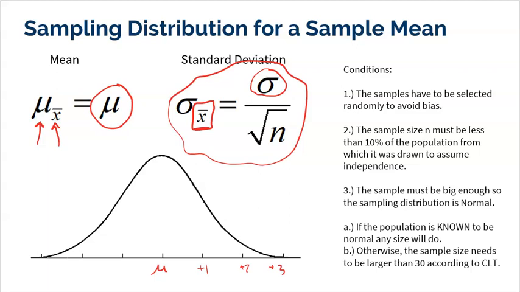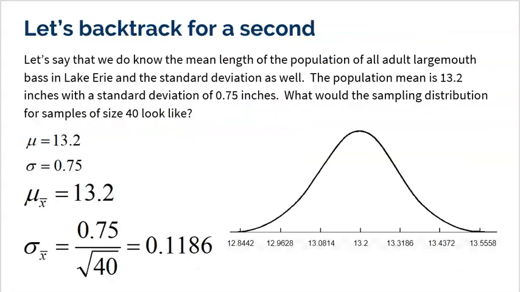All right, so this is all great and fine, but remember, we don't know the true mean, nor do we know the true standard deviation, because those would involve us having to analyze the entire population of all largemouth bass fish, and that's just not really possible. So let's actually backtrack for a second. Let's just pretend for a second that we do know the mean length of all largemouth bass in Lake Erie and the standard deviation as well. So let's just say somebody was able to measure them all.